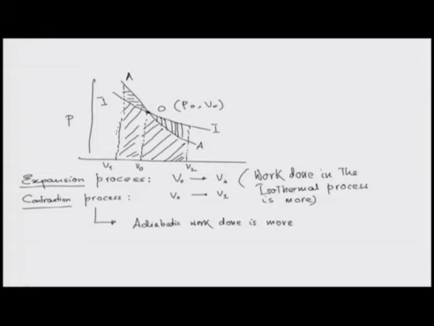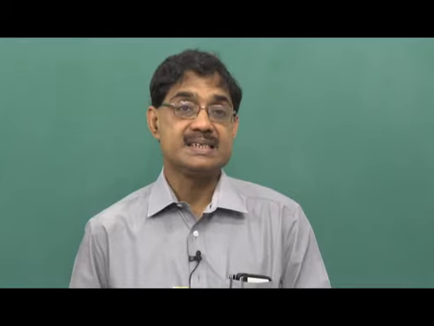Please note, in an expansion process, work done is positive, while in a contraction or compression process, work done is negative, which means work is being done on the system. So, when I say that work done is more in the adiabatic process, in a contraction from V0 to V1, I refer to the magnitude of the work. It means I need to do more work on the system in the adiabatic process. So, what we learnt in these two slides, that adiabatic curve is steeper.